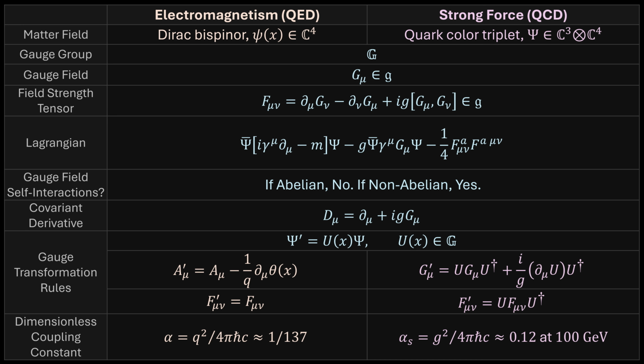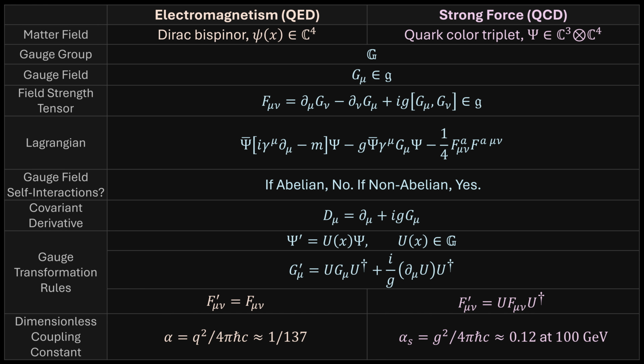And as we saw earlier, the way the gauge field transforms is actually exactly the same for electromagnetism and the strong force, in that the equation for the strong force, if you substitute in U equals e to the i theta, gives you exactly the equation for the photon field that we derived in the electromagnetism video. And the same is true of the way the field strength tensor transforms from one gauge to another.